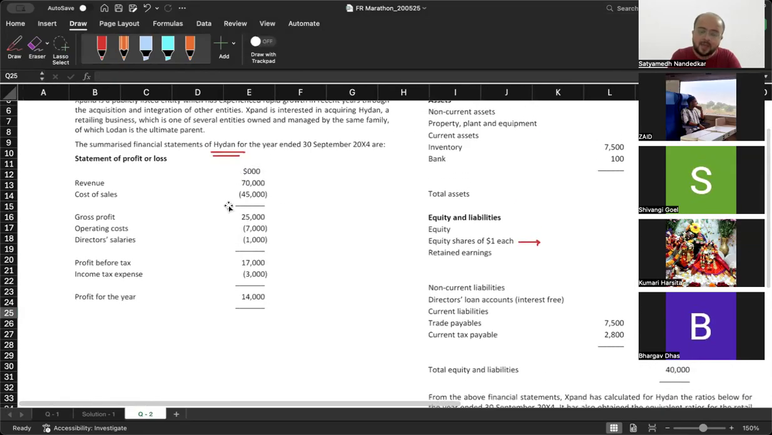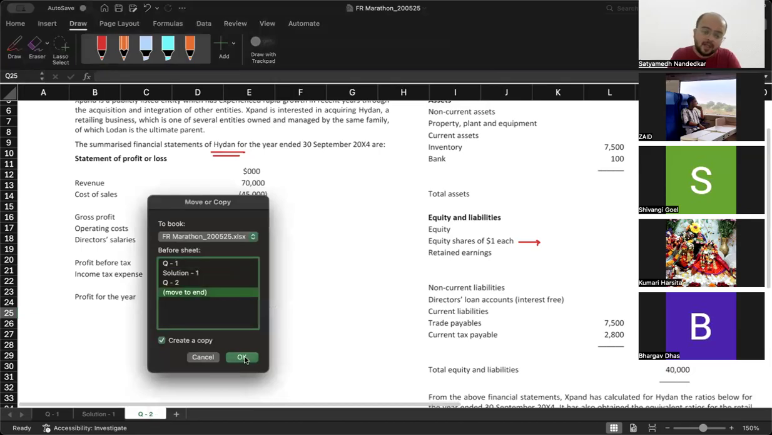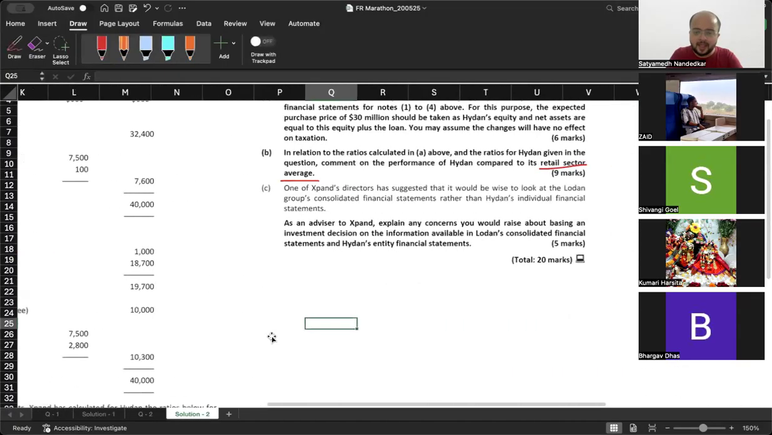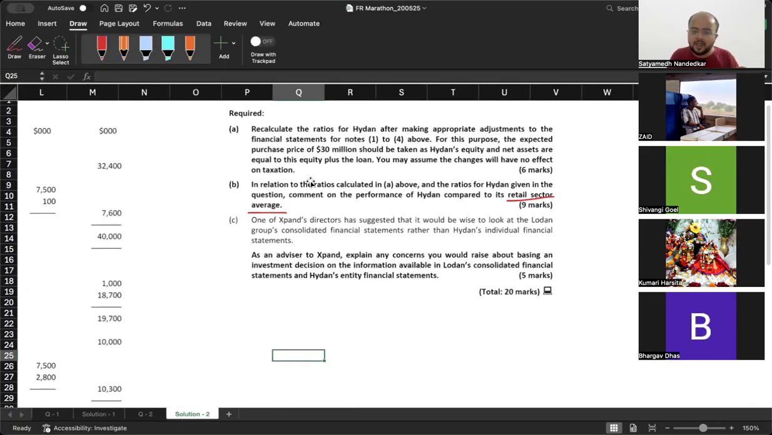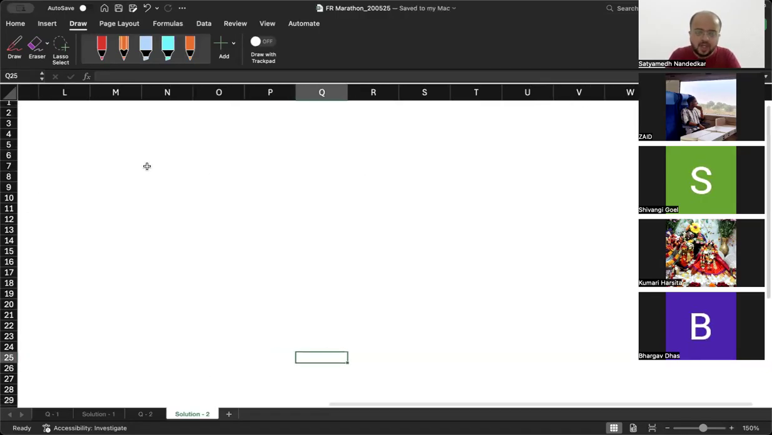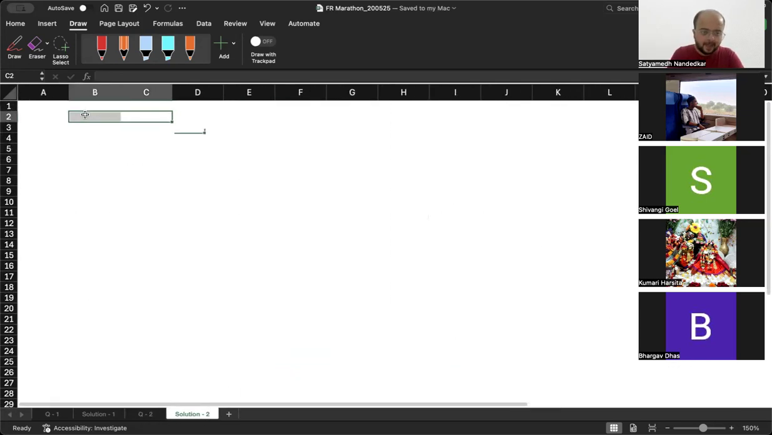Now this cost of sale represents the overall price at which Hayden company has acquired goods from another entity, but this is after giving the 10% discount. So if the 10% discount is not given, तो कितना purchase price incur करना पड़ेगा Hayden को? You will have to consider that. And ये सब consider क्यों करना है? Because they have asked recalculate the ratios after making appropriate adjustments to the financial statements for notes 1 to 4 above. ठीक है. So ये जो भी आपके पास values है which are given in the standalone financial statements that will have to get restated. ठीक है.